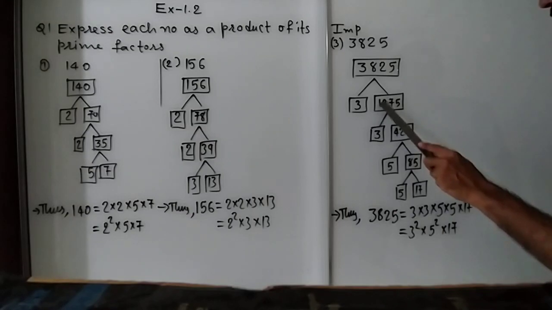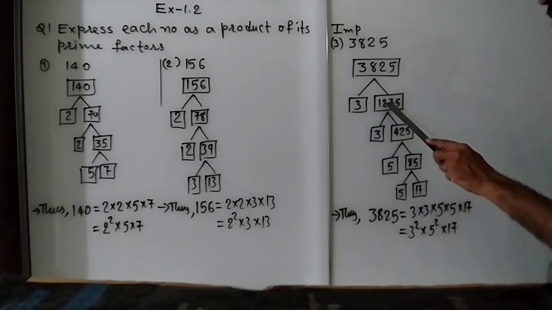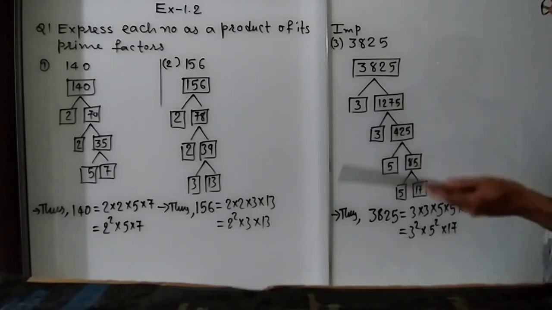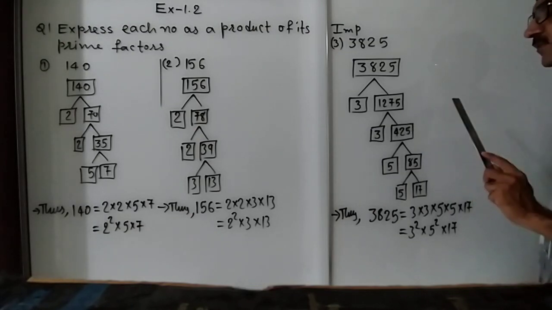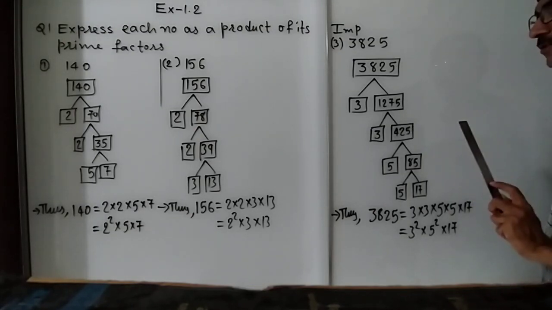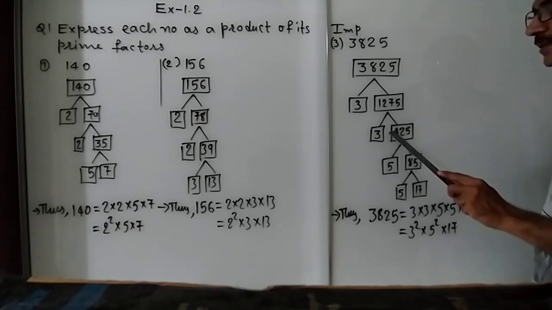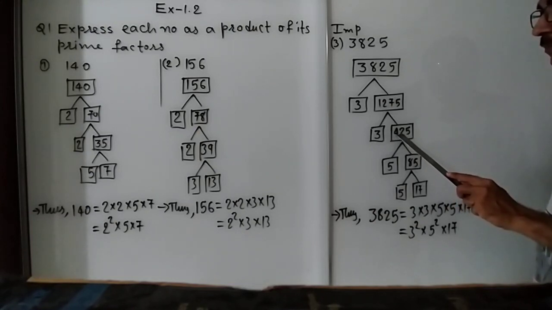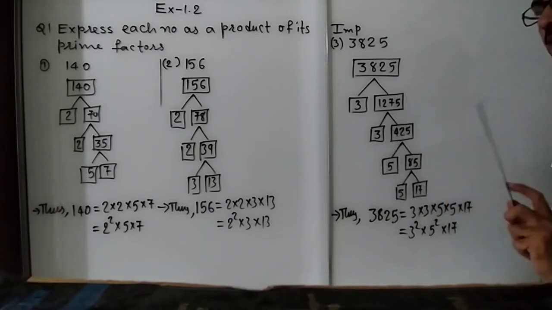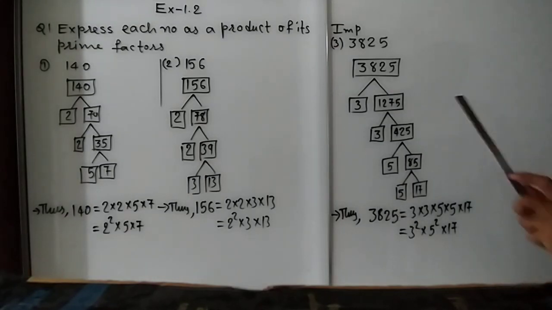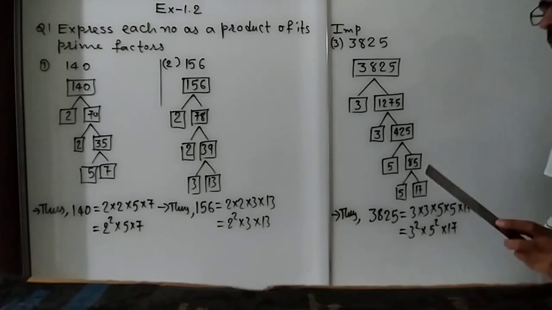3 4s are 12, 3 2s are 6, 1 is left. So 3 5s are 15. Otherwise, do this division in a rough page. Okay. Now again, we take the sum: 4 plus 2, 6 plus 5, 11. 11 is not divisible by 3, as well as 425 is not even.